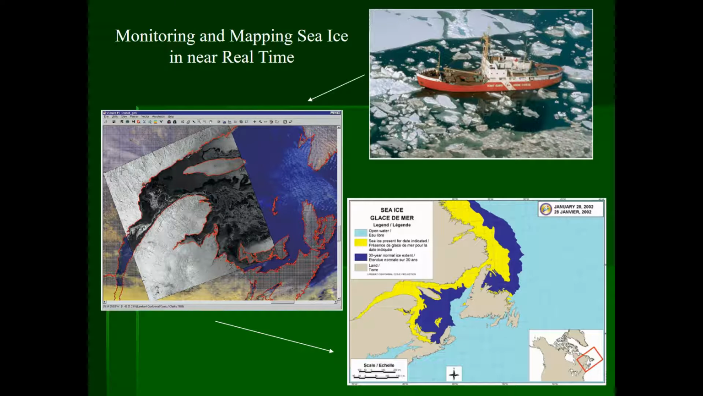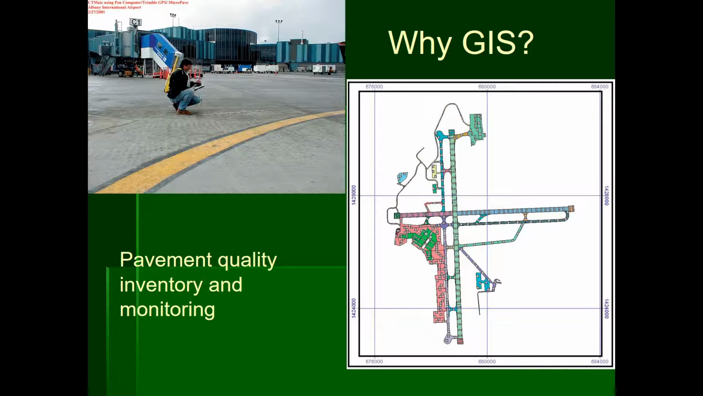So here's an example of using GIS to monitor and map sea ice in near real time. This is a satellite-acquired image. The image can be processed, turned into these lines that represent areas where there was ice, there is ice now, and over time you could have a GIS database that had that information in it. You can make a report of how quickly the ice is receding, or where it's receding more than others. So here is a facilities management example, doing pavement quality inventory modeling.